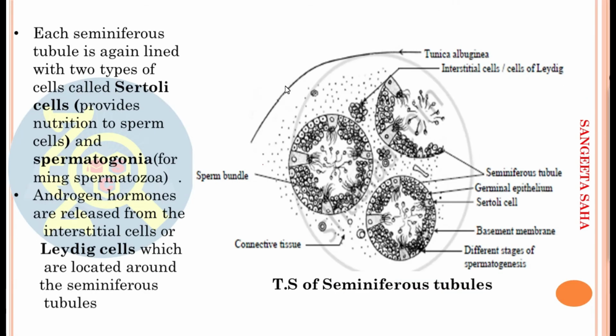Now, if we study the TS section or the transverse section of the seminiferous tubules, you will find these seminiferous tubules are lined by germinal epithelium, this one. And this consists of two types of cells, the spermatogenic cells and the Sertoli cells. Spermatogenic cells undergo spermatogenesis and form haploid motile male gametes, which are known as spermatozoa. Whereas the Sertoli cells provide nourishment to the sperm cells, thus helping in the process of reproduction.